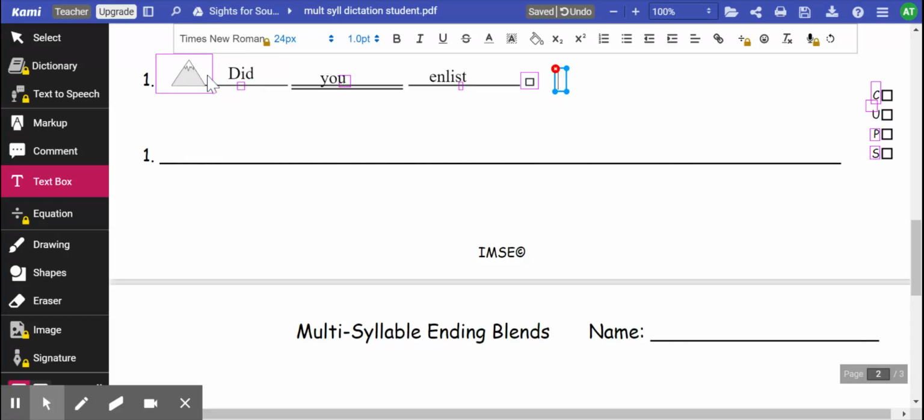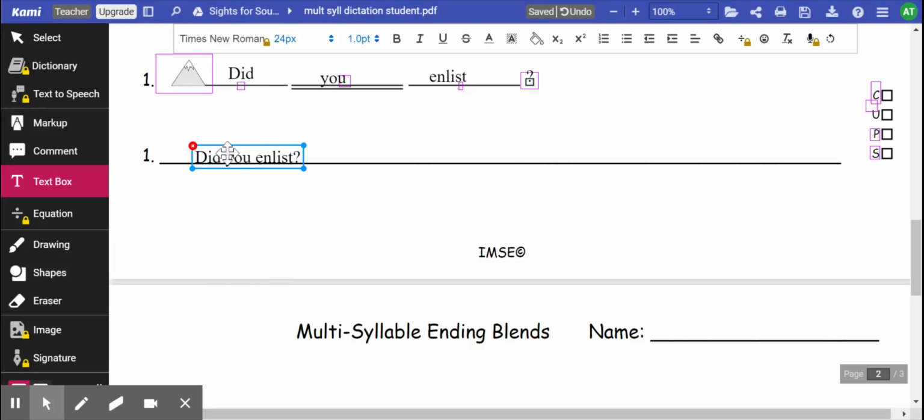And then we look at the sentence and say, did you enlist? Is this saying something or asking a question? It's asking a question. It's asking if I enlisted somewhere. So I'm going to put a little question mark. And when you check the teacher's copy, do your rewrite.